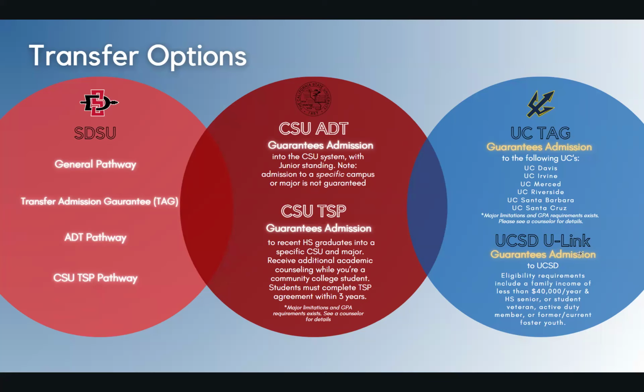In fact, according to the UCs, approximately 2/3 of transfer students admitted to the UC do not have a TAG. So what's listed here is not the only way to transfer into the UC system. You can certainly apply to UCLA, UC Berkeley, UCSD through other methods as a normal transfer student.